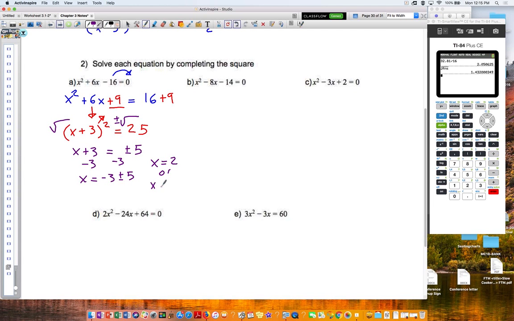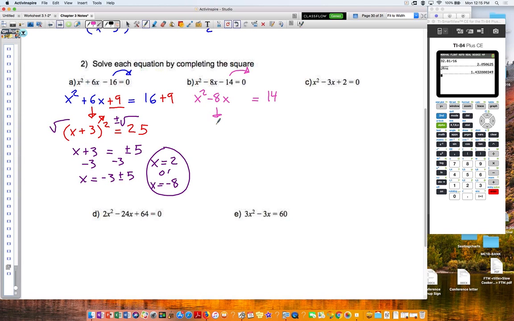-3 minus 5 is -8. All right, let's take a look at the next one. Same process. Move the -14 to the other side. So x squared minus 8x equals 14.